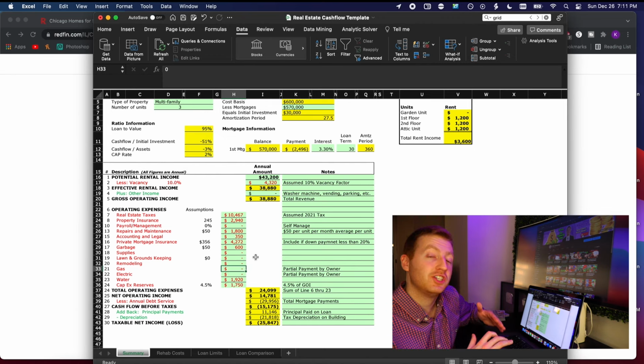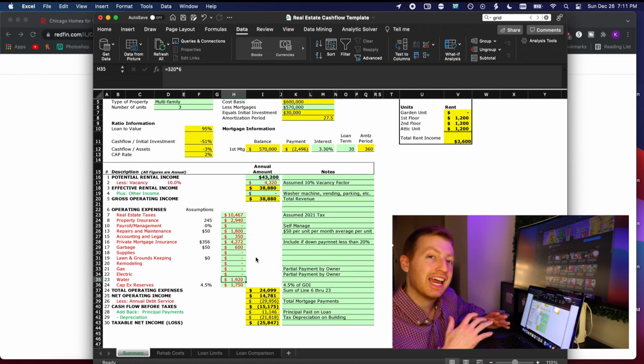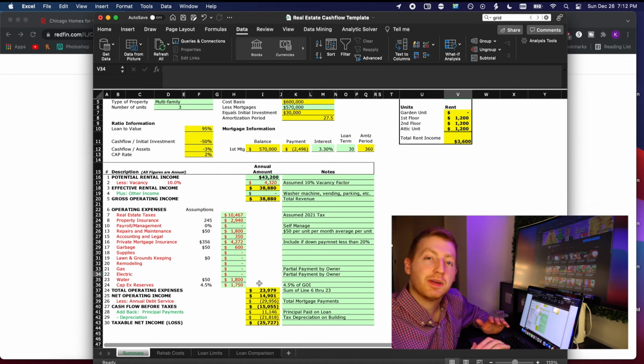It is common in Chicago for whoever the property owner is to pay for the water, even though the tenants pay for gas and electric. Like I said, it kind of depends on every city, but for Chicago, that's pretty normal. So CapEx expenditure is less.